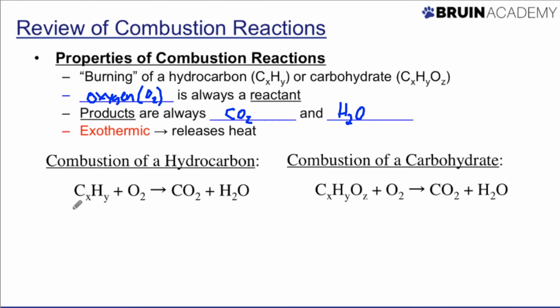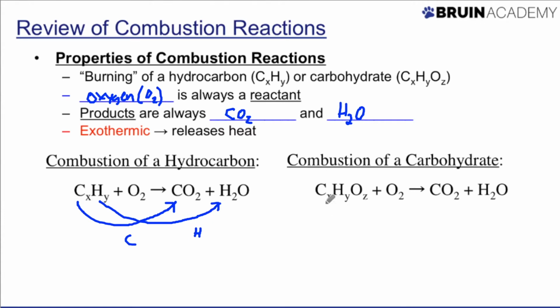Notice here that for a hydrocarbon, the mass of the carbon initially in the hydrocarbon is ultimately released as CO2. And the hydrogen that was initially in the hydrocarbon is released in the form of water. And then the oxygen goes into both the CO2 and the H2O. This is important because when we do hydrocarbon and carbohydrate combustion reaction problems, knowing this piece of information is critical in solving for the answer.